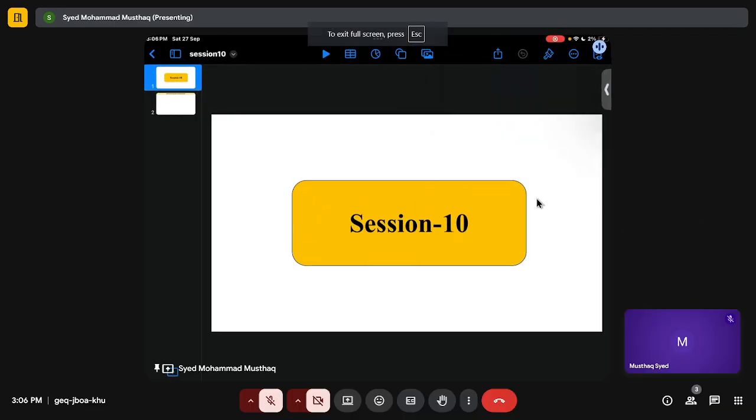So far we have discussed different things, right? We have discussed the mechanical properties, and thermal properties also finished, right? So today we are going to see the electrical properties.